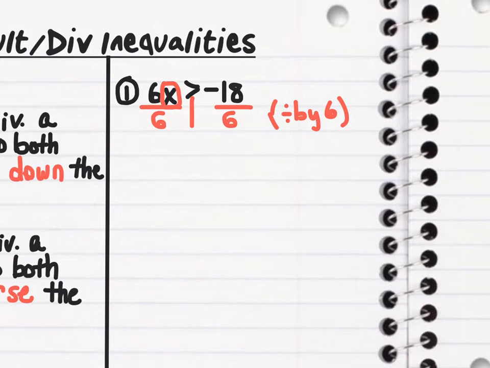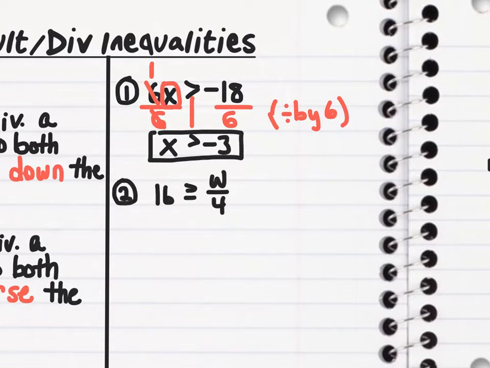So 6 divided by 6 is just going to equal 1. You could put a 1 here, so it's a 1x that comes down. And the inequality symbol is going to go straight down the wall, it doesn't reverse because we're dividing both sides by 6, and that 6 is positive. And then on the right side, even though the negative 18 is negative, we're going to use our triangle guy. So negative 18 divided by 6 is going to be negative 3. But it doesn't reverse because we divided both sides by a positive 6.